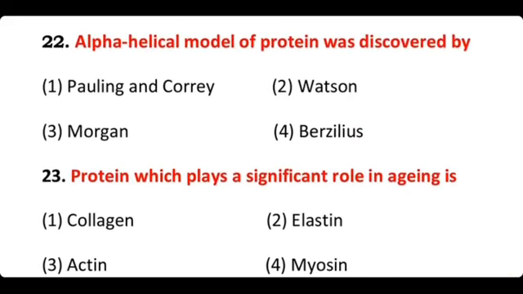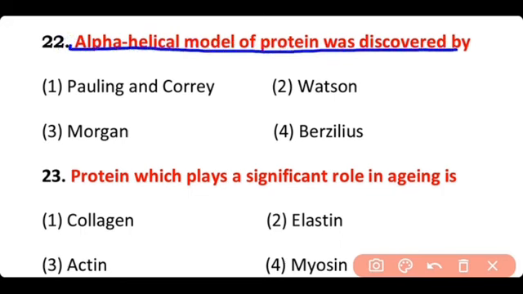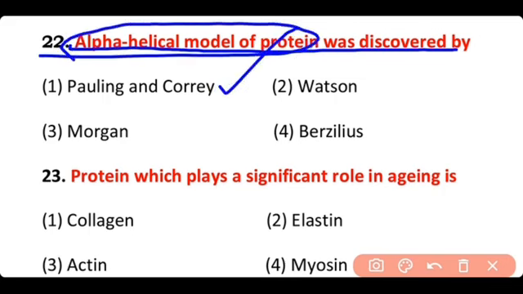Question number 22. The alpha helical model of protein was discovered by Pauling and Corey, Watson, Morgan, Berzelius. So the correct answer is option 1. Pauling and Corey discovered the alpha helical model of protein.